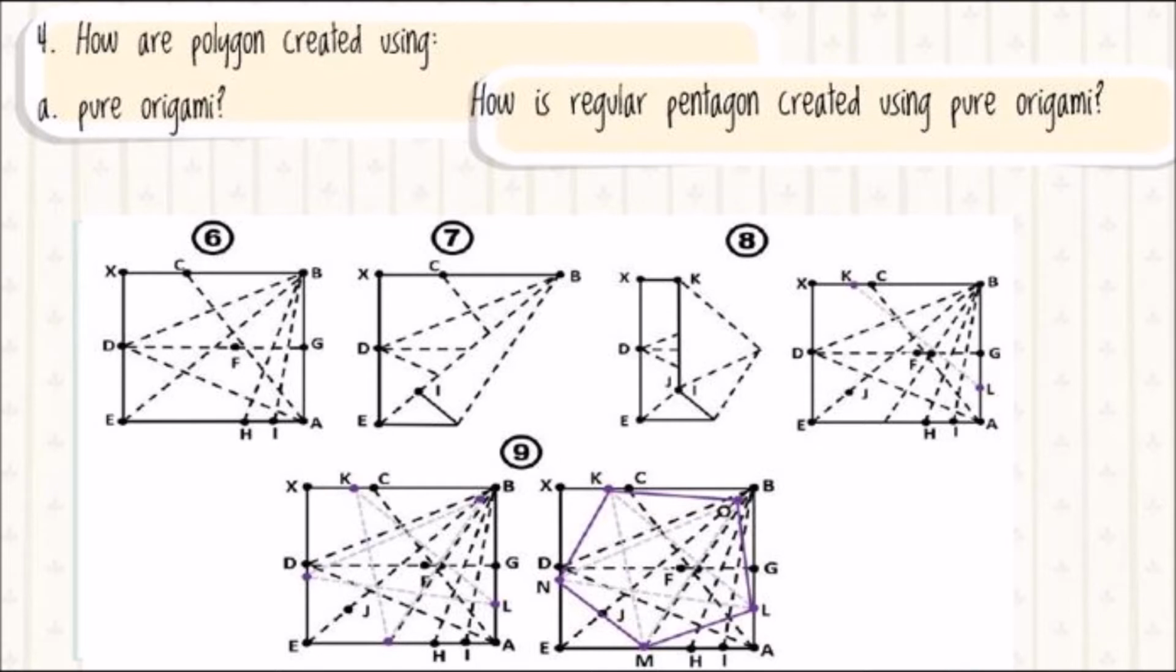The eighth step will be folding BJ in half, creating KL, which is one edge of the stellated polygon. The last step will be creating a pentagram and then following the pentagon.